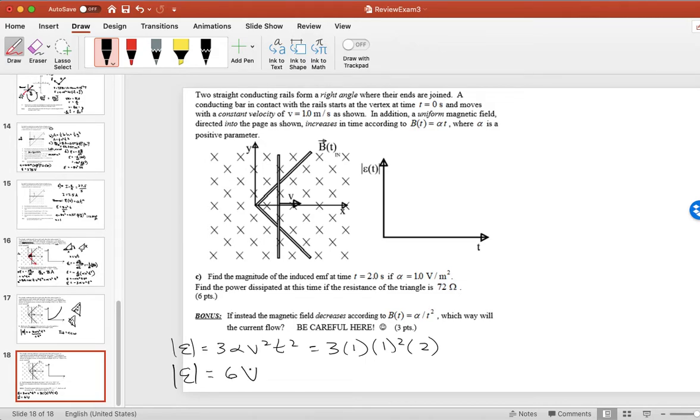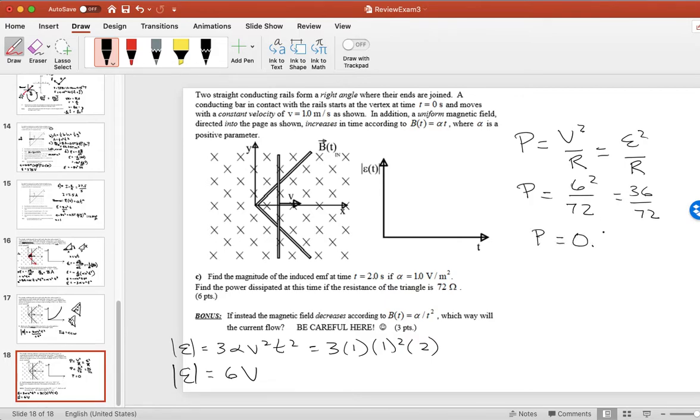And then we need to find the power dissipated. So the power is equal to V. One of the equations is V squared over R, and I'm given V, right? So my V is really my induced voltage. So this is going to be my induced voltage squared over R. They give me R, so that's a good equation to use. So I'm going to say 6 squared over 72 ohms, and that's going to be 36 over 72. So P is going to be equal to half a watt.